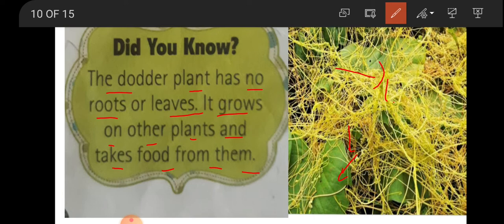It is growing on other plants to take the food from that plant because it doesn't have the leaves. रूट तो है ही नहीं, it cannot take the water and minerals from the soil. It doesn't have the leaf.